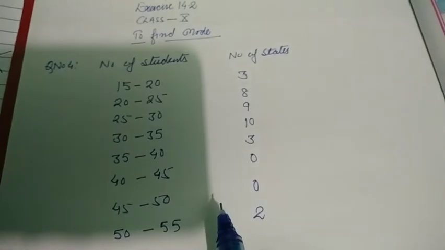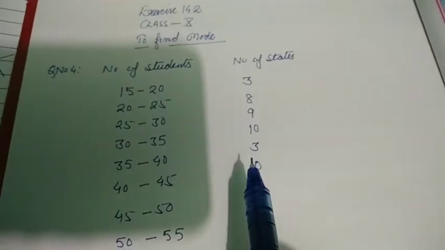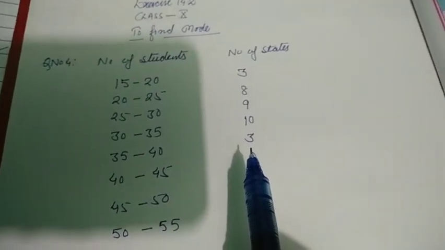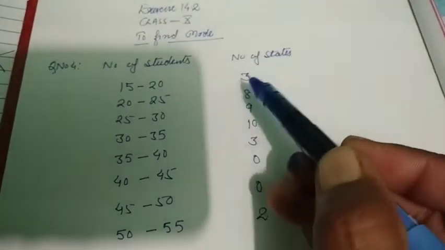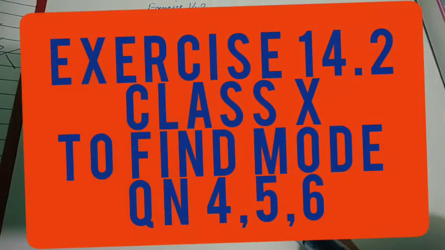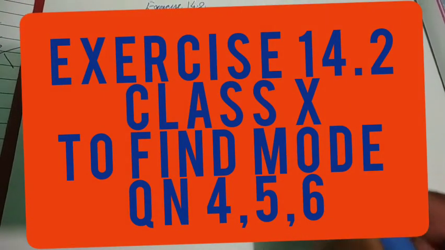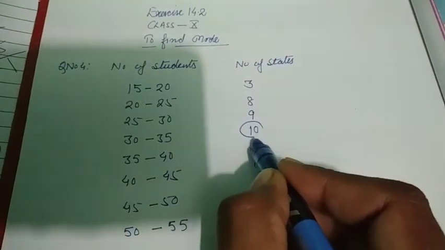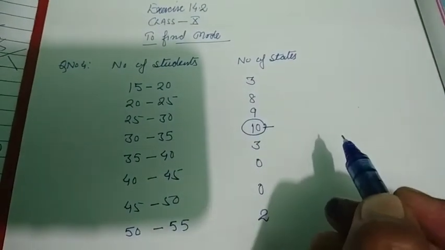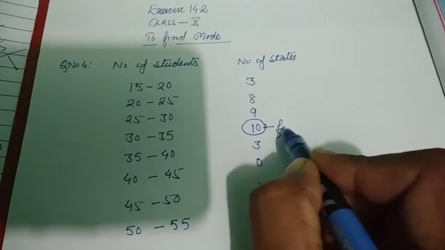Okay, this is the given data and we have to find the mode for this data. This is exercise 14.2 and to find the mode, the first thing is to see this column. These are the frequencies and you have to find the highest frequency. From here I can see that 10 is the highest number, so this is the highest frequency, and I will take this frequency as f1.